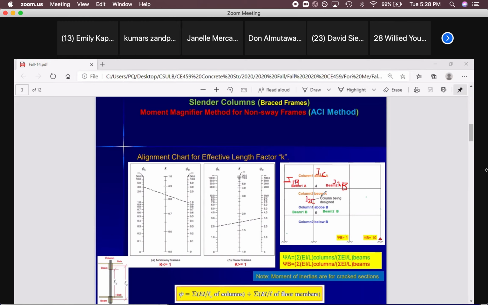Yes, Professor, what is the L for the beams? For the beam, it is center to center of the columns. The span of the beam is this one. Good question. Any other question?